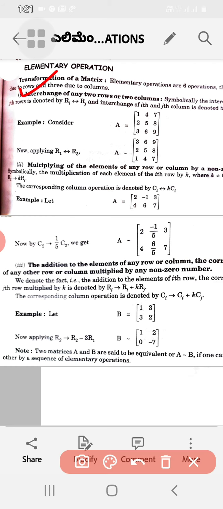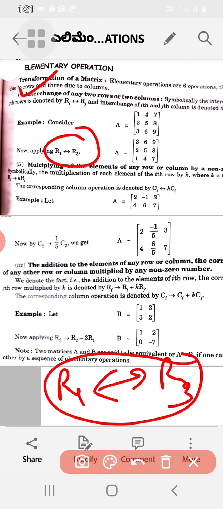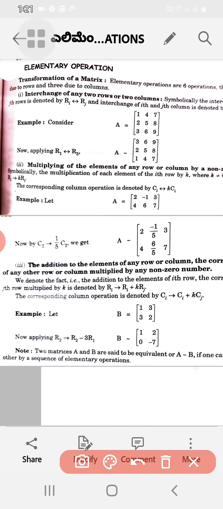So if I interchange, see here, the first row and third row, I can write R1 interchanges to R3 and R3 interchanges to R1. So this I have shown in the example. So that is allowed. So what is the first property? Interchange of any two rows or columns. We have shown that by taking an example. So that we have to write it.